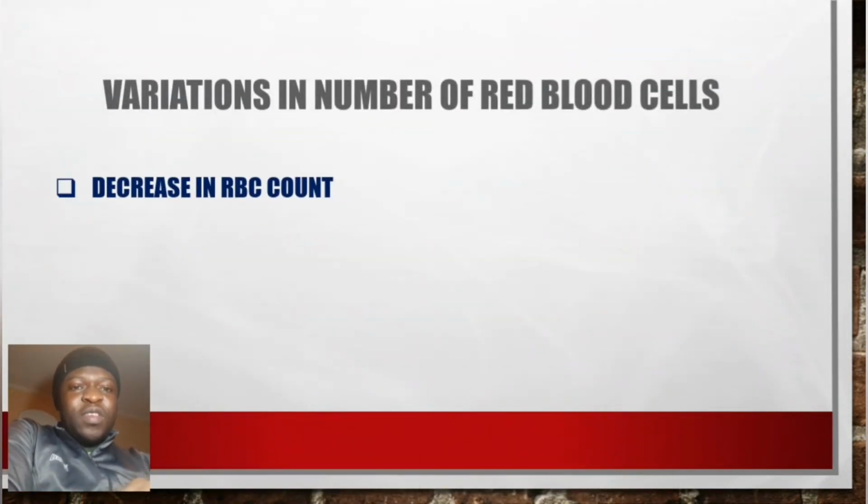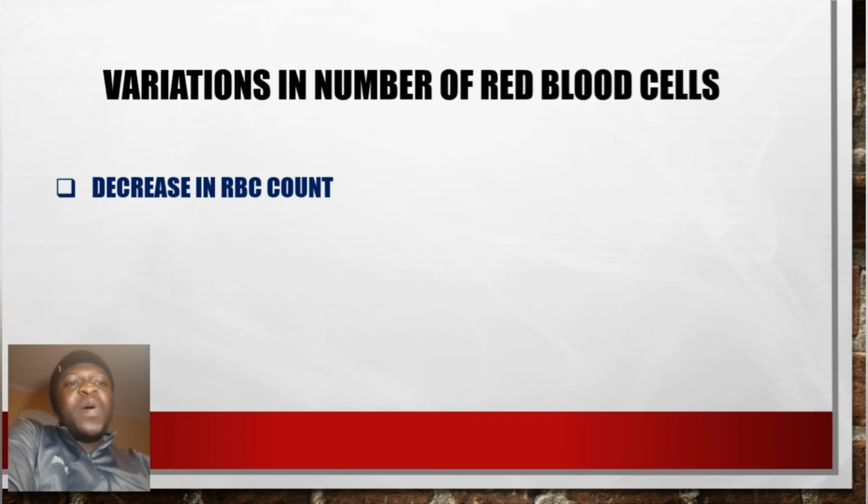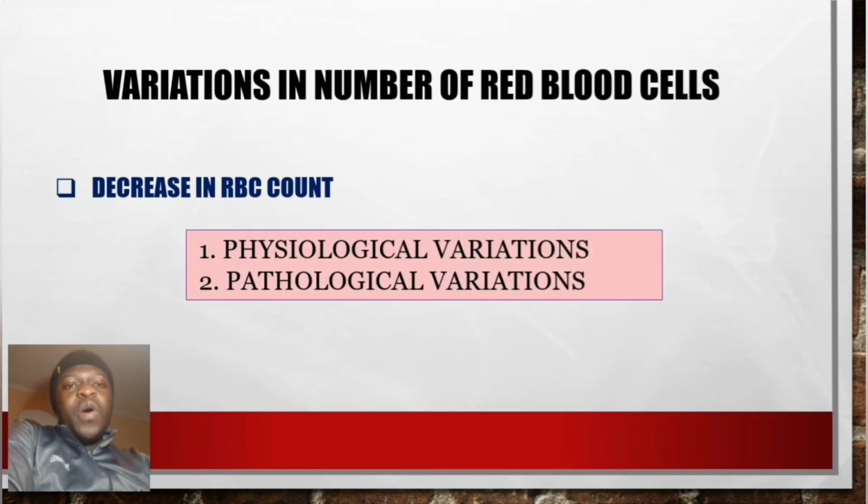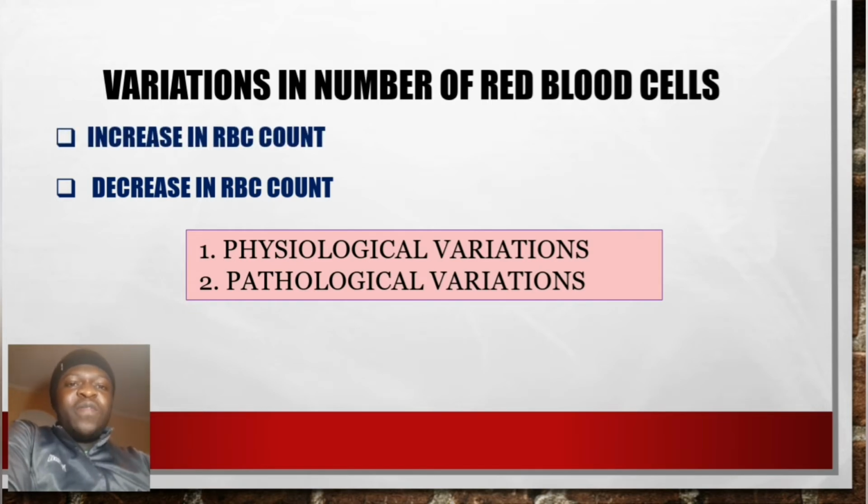Wow, this is about variations in the number of red blood cells, right? So they can be an increase or a decrease. Okay, let me give everything here. There can be an increase in RBCs and a decrease in RBCs, right? And under such circumstances, they can be physiological reasons or pathological reasons, or physiological variations and pathological variations, right?